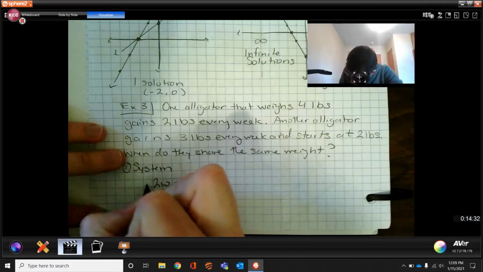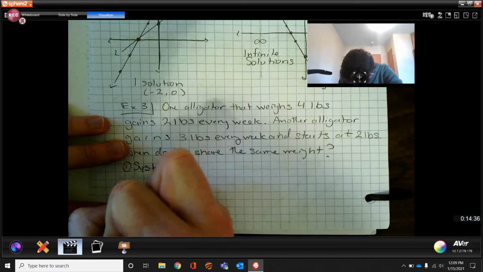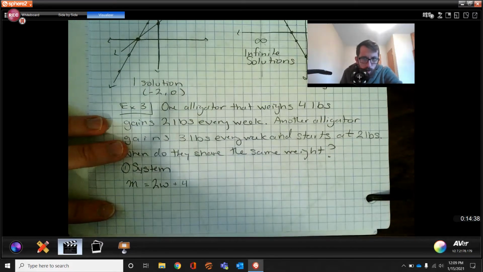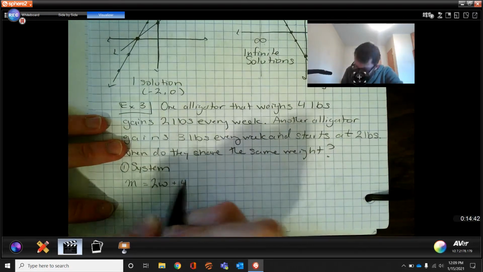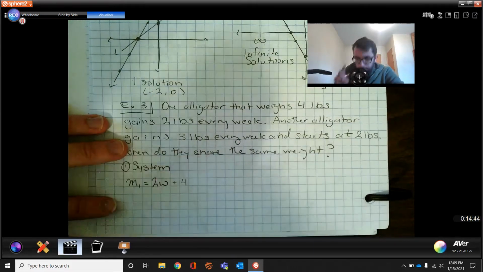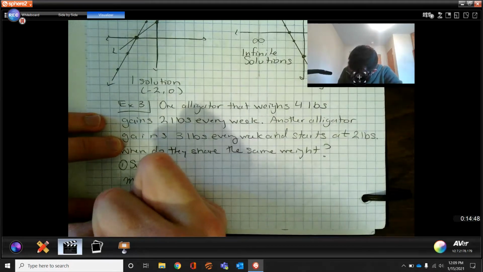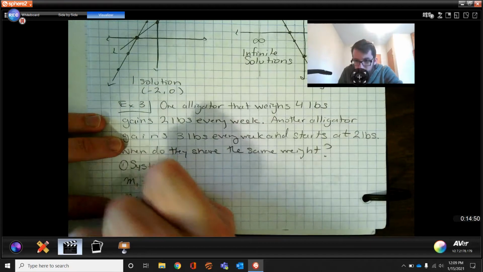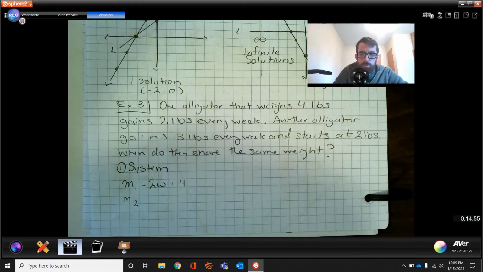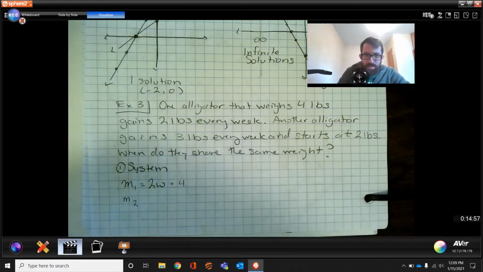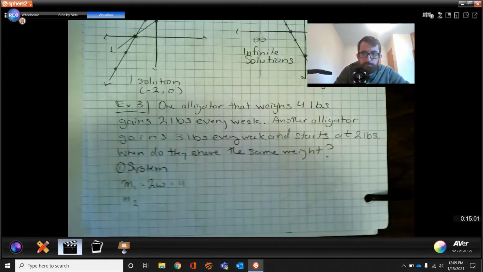Now, this equals the mass. I'm going to put mass because I don't want to use W since W is weeks. That's the mass of that first alligator. Okay. Now, what I want you to do is, in the next 15 seconds or so, find out how we find the mass of that second alligator.